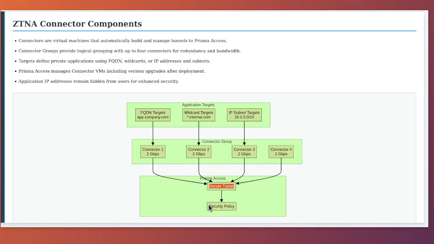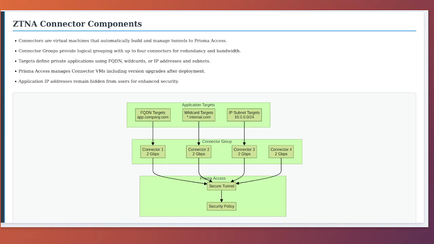After deploying the connector virtual machine, Prisma Access manages the virtual machine, including providing options to upgrade the virtual machine version. This managed approach reduces operational overhead compared to traditional service connections.